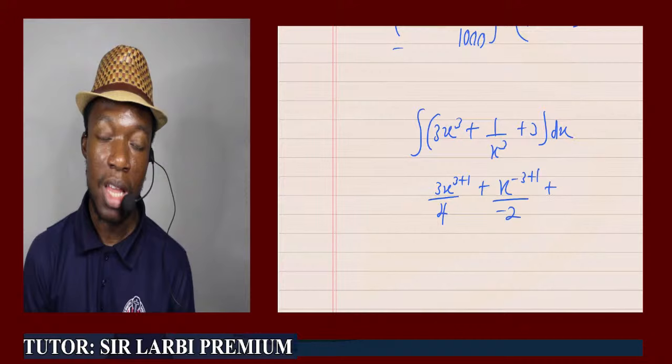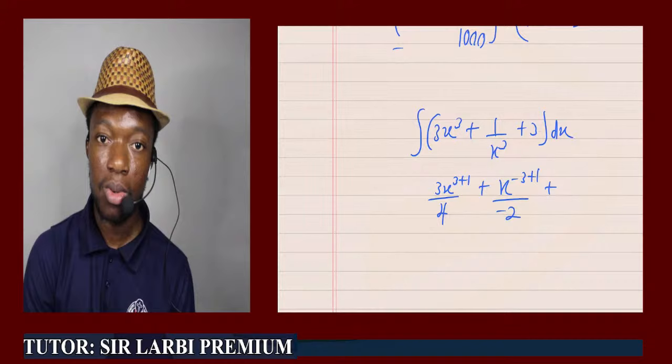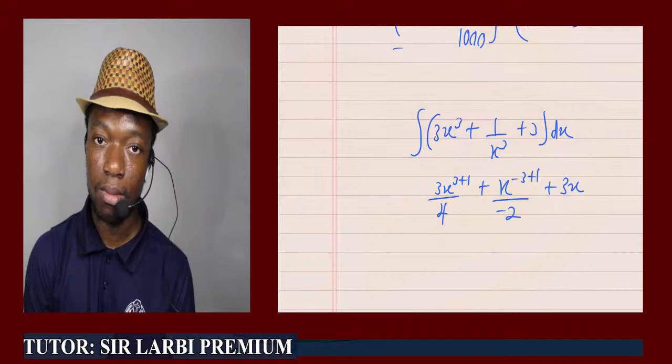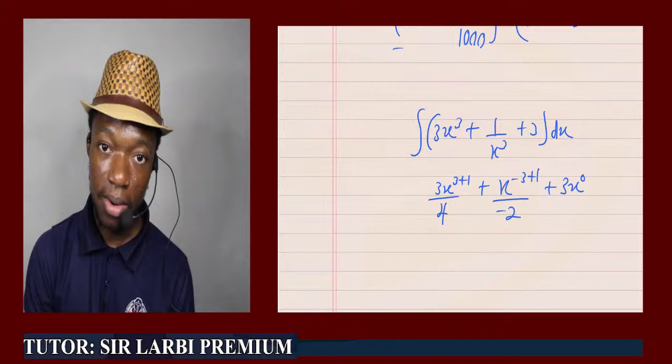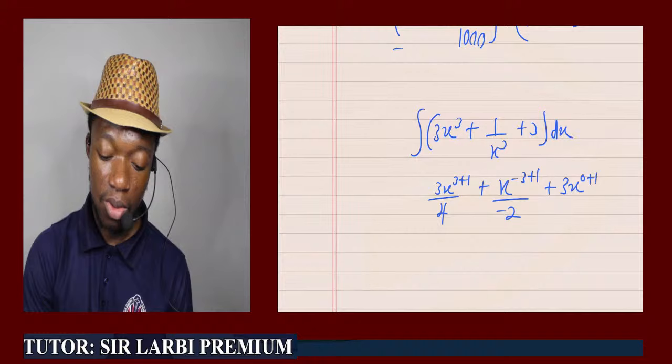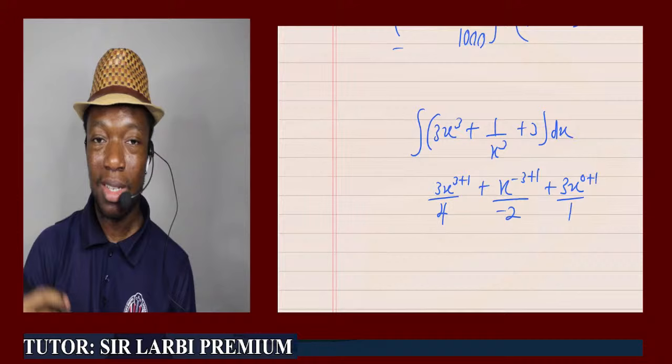Since you are integrating with respect to x, you add x to the 3, and that gives us the integration of the 3, so we have 3x. Remember, at that spot the power is 0. So when we add 1 to 0, we get 1, divided by 1. That is that.